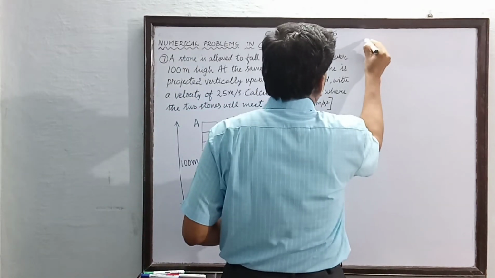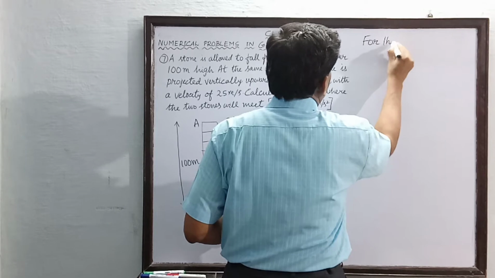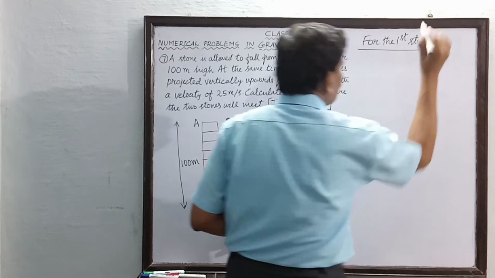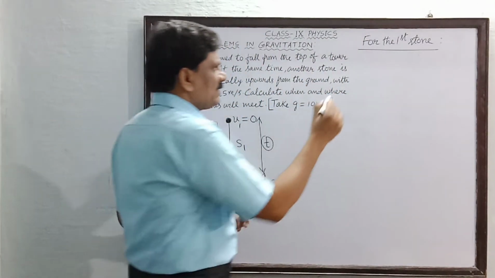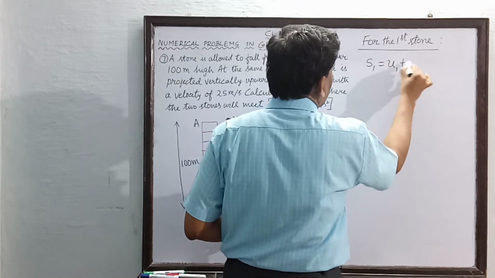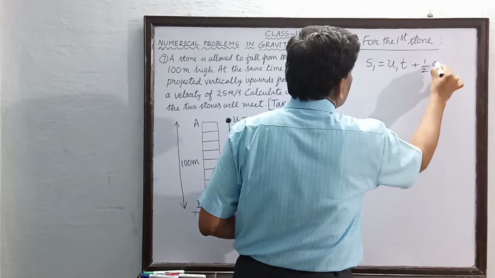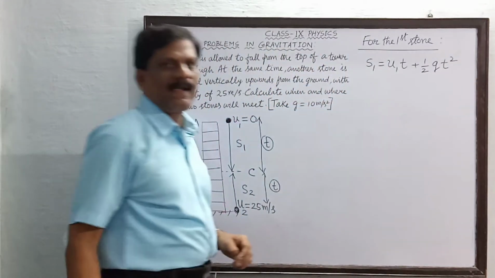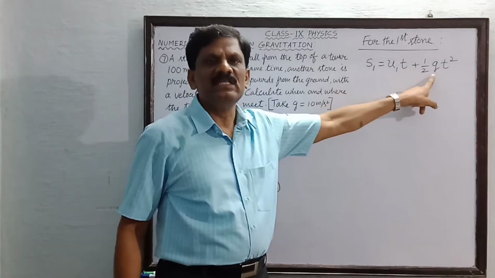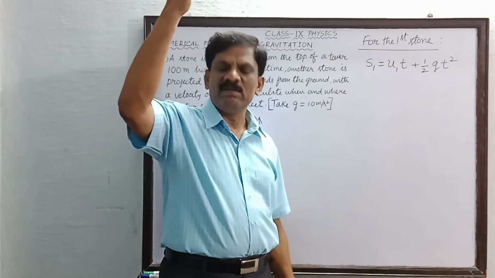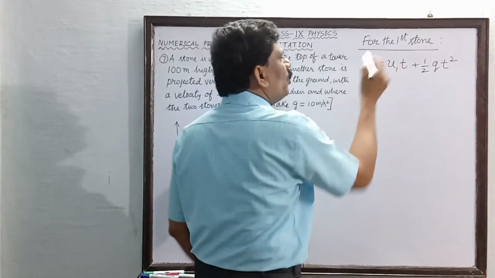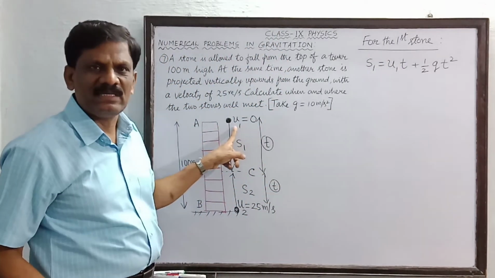Now you see here, for the first stone which is falling freely, the distance traveled S1 is equal to u1 into t plus half into g into t square. First equation, have you all understood, students? g is positive. Why is g positive here? Because it is falling in the downward direction, along the direction of gravity. So what is u1 here in this sum? u1 is equal to 0, is it not?